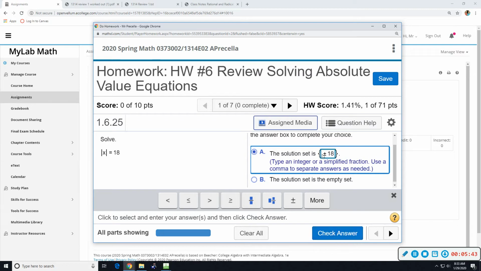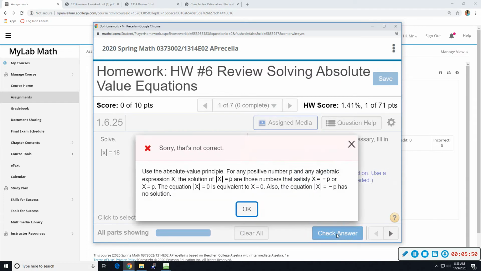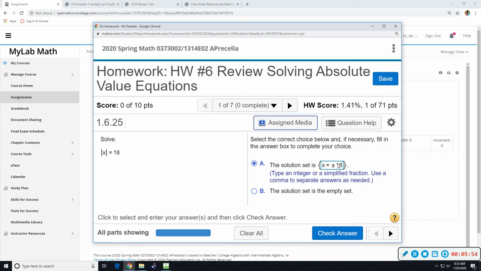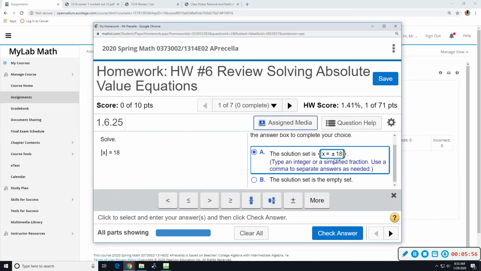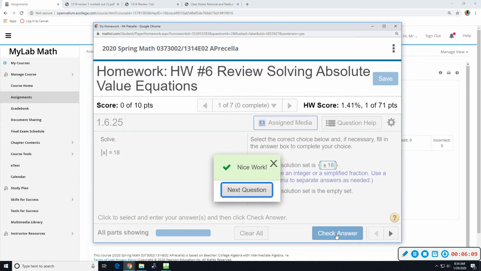That's a good question. Let's see what would happen. I think it's going to mess up the formatting, but let me see. No. Okay, I don't know what's wrong. But they just want you to type in the 18 and the negative 18. So the plus minus 18. Notice it still says check answer. So that means I haven't used up all my guesses yet. Okay.